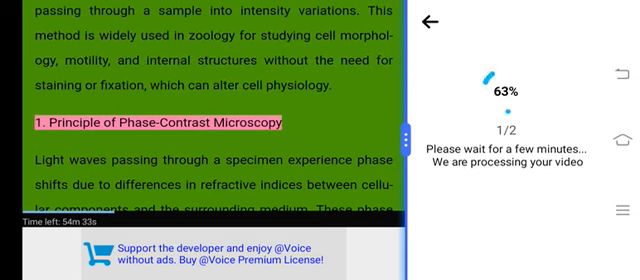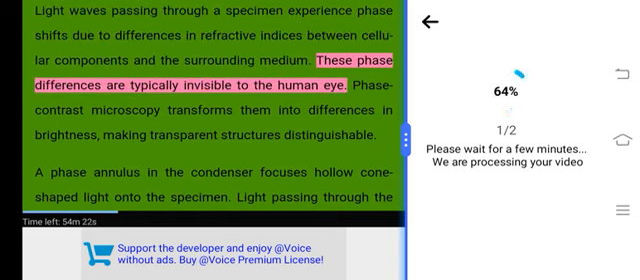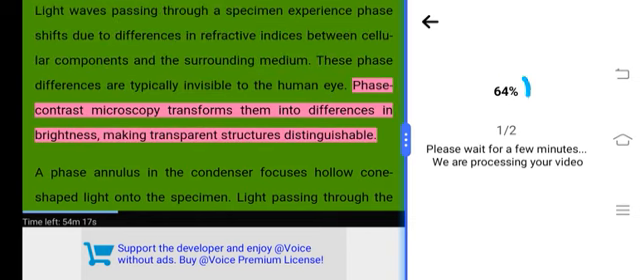1. Principle of phase contrast microscopy. Light waves passing through a specimen experience phase shifts due to differences in refractive indices between cellular components and the surrounding medium. These phase differences are typically invisible to the human eye. Phase contrast microscopy transforms them into differences in brightness, making transparent structures distinguishable.